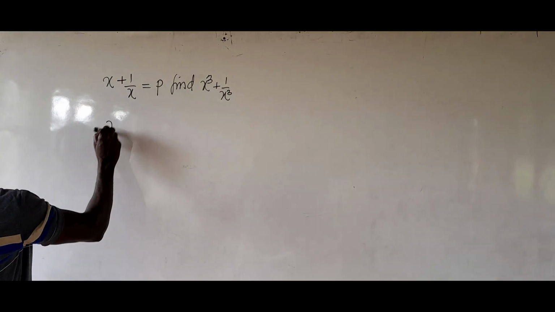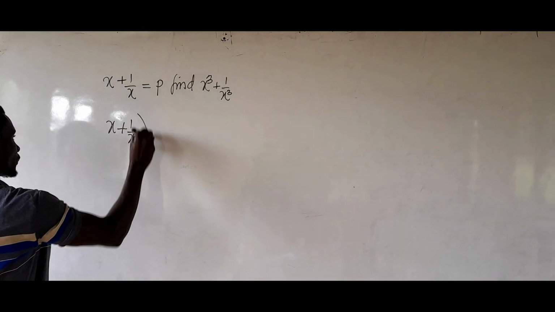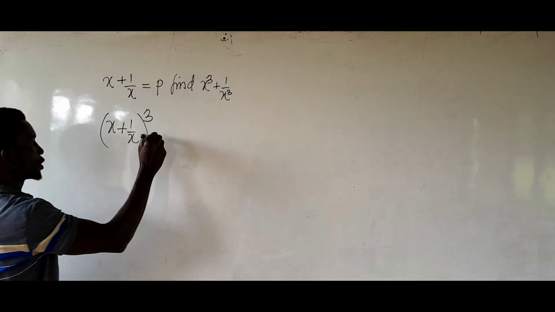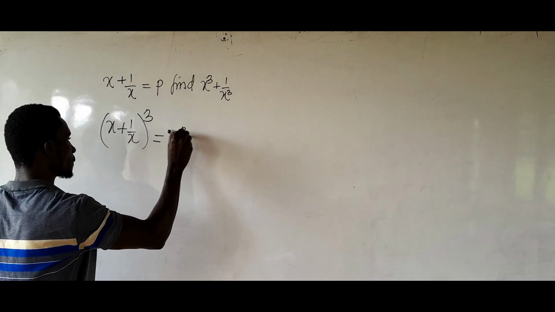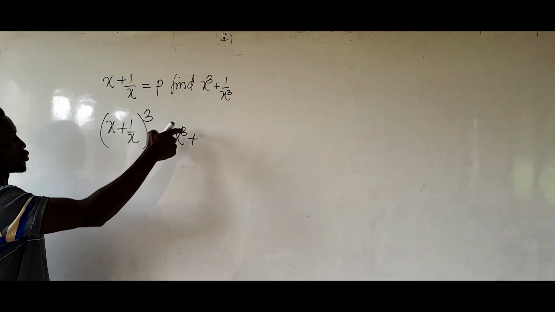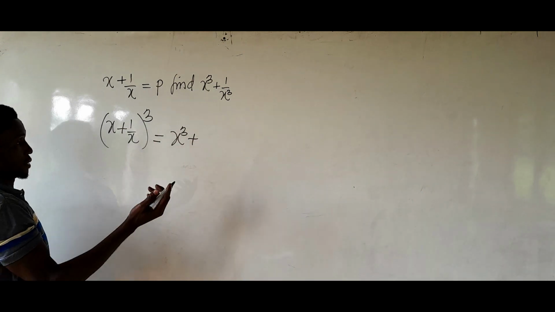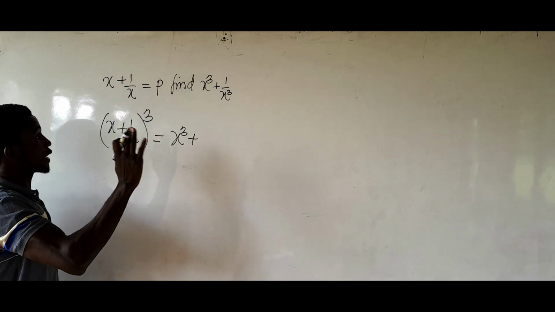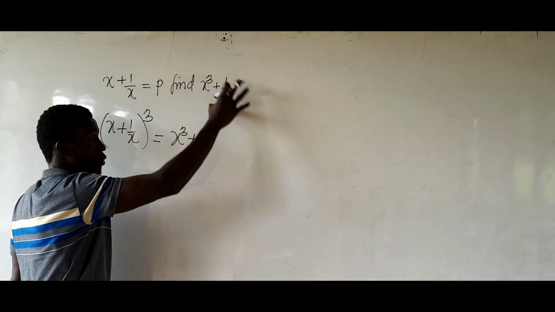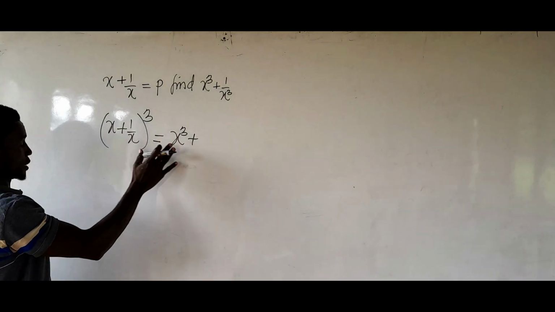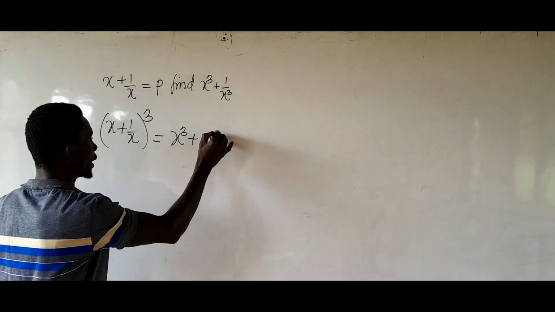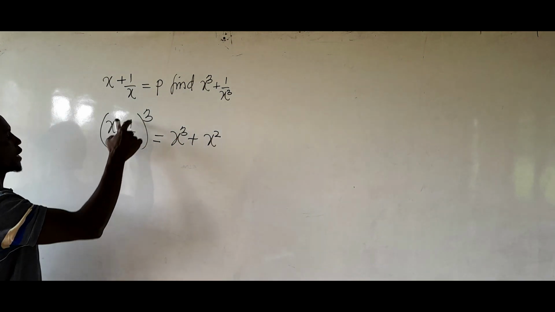So in that case, you write x plus 1 over x all cubed. If you expand this, the binomial is what is relevant here. Since you are looking for x cubed plus 1 over x cubed, if you cube this, you will get this plus this one, the power will be reduced, so you get x squared here, and the power here will be 1.